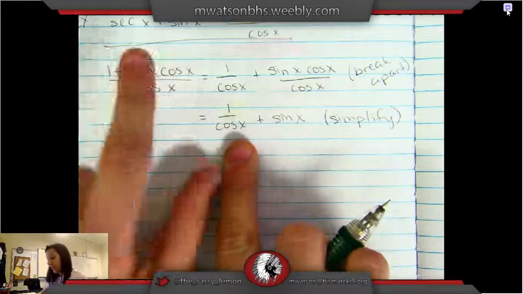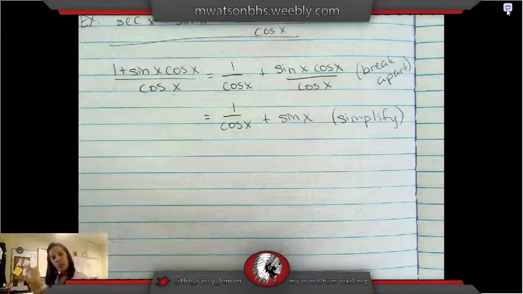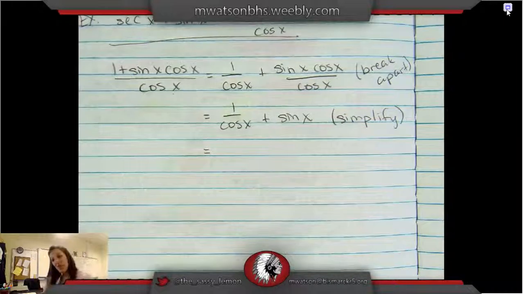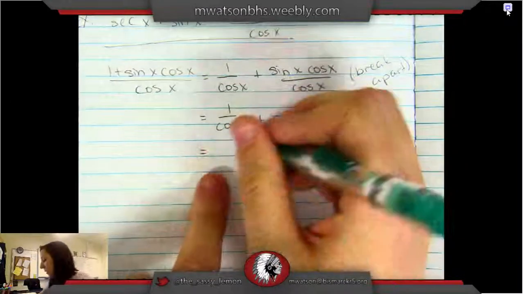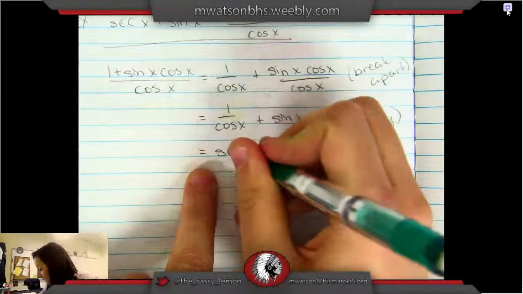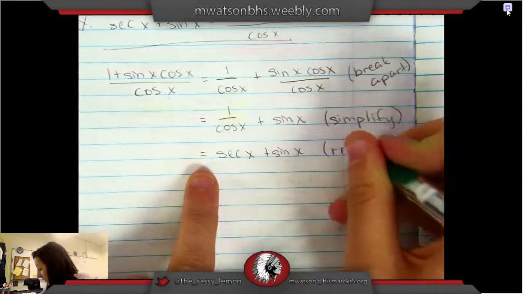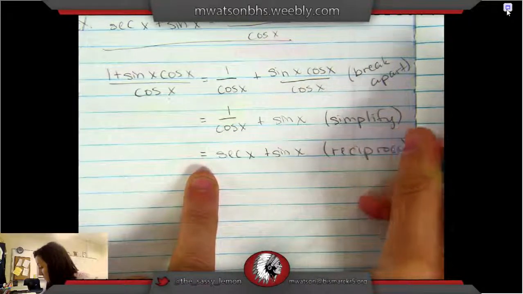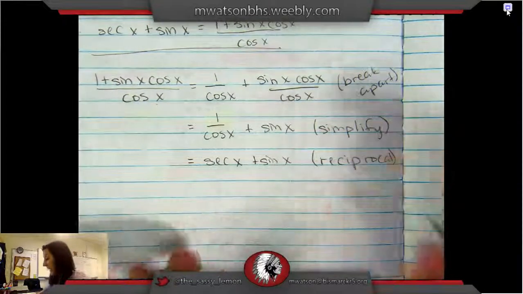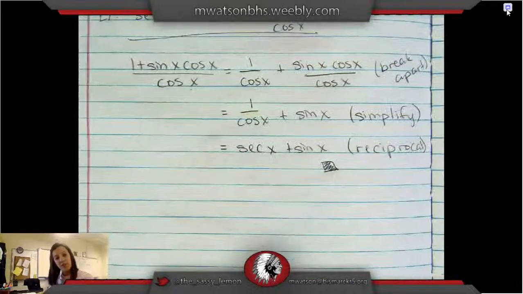Now we just need this to turn into secant. Hopefully you guys are thinking, oh, reciprocal identity. If you aren't, that's okay, but that's my hope that you guys are starting to see these patterns yourself. So 1 over cosine is the same as secant. So secant of x plus sine of x. Over here for a reason, we say reciprocal. Please notice how all of my equal signs are lined up, nice and pretty. And then at the end, I put my little box to show that my proof is finished.